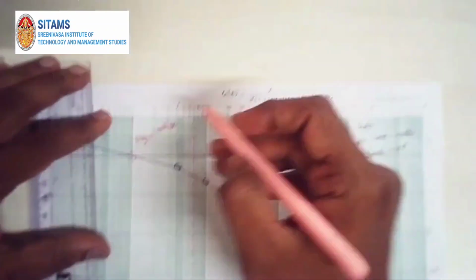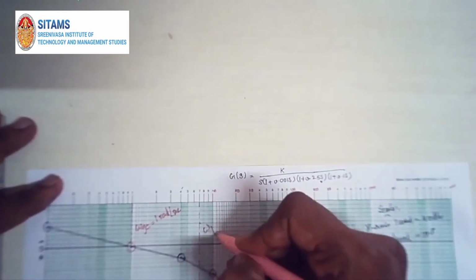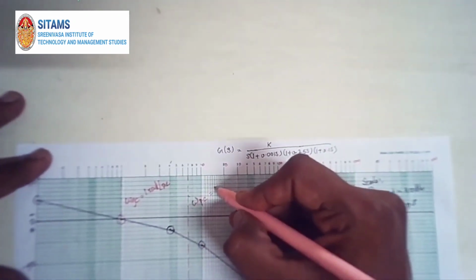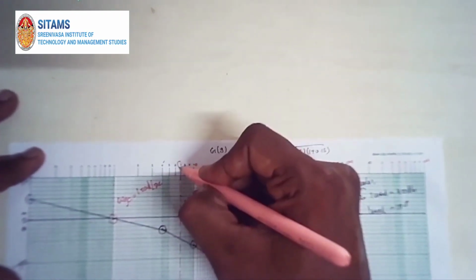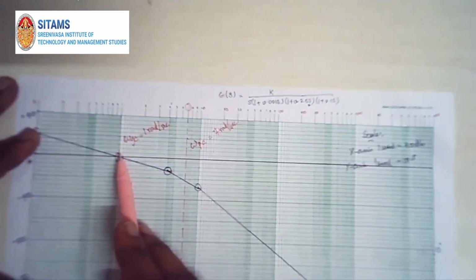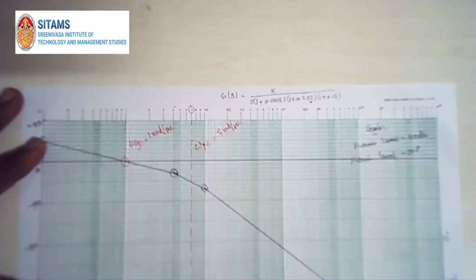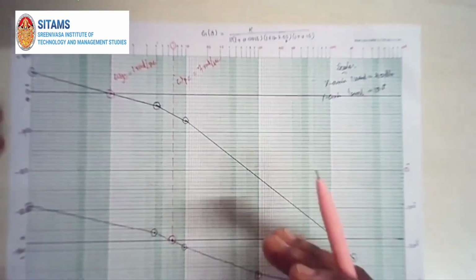So the frequency that I got is omega PC. Omega PC is phase crossover frequency and that is 7 radian per second. You can see this one, 7 radian per second. So first part I have determined gain crossover frequency and second point phase crossover frequency. Now we are going to see how to determine phase margin and gain margin.